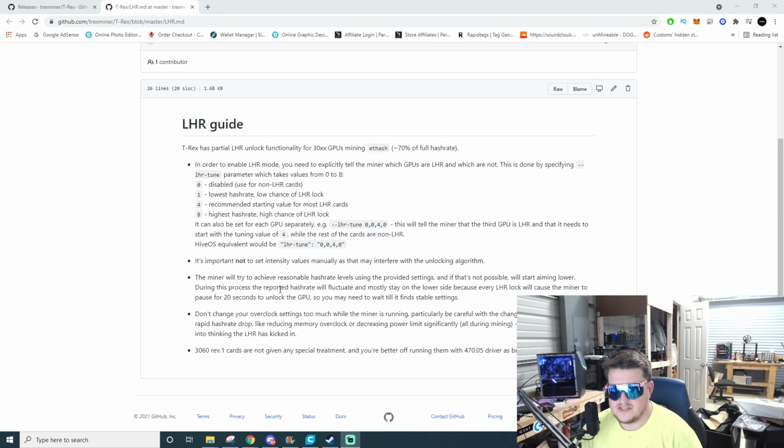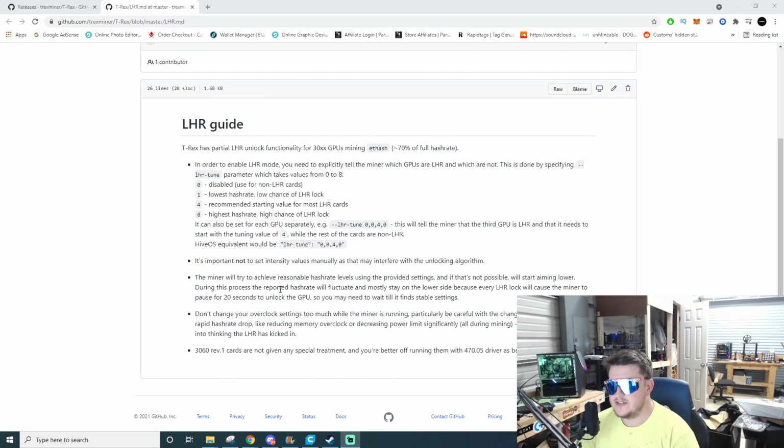More specifically, for the 3060 Rev 1, or first edition OG 3060s, those cards are not given any special treatment, and you're better off running them with the 470.05 driver, the developer driver, to get the full 49.5 mega hash out of them. That's because the LHR setup on those cards is different. We call those mining nerfed cards, and the newer 3060s are the LHR. So just know that.